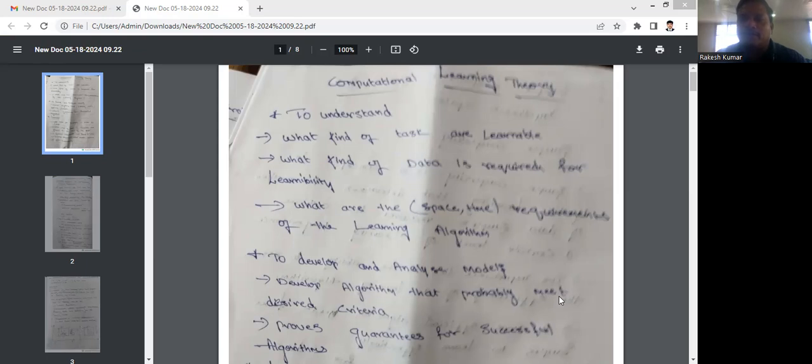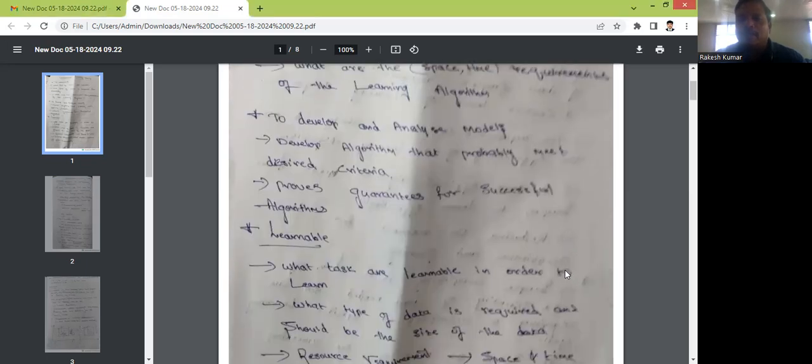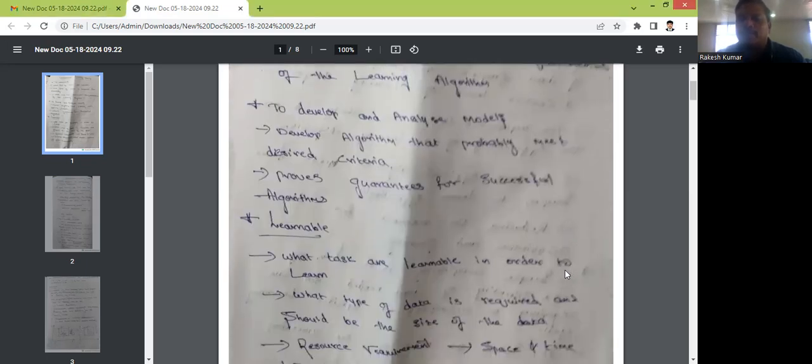Here in computational learning theory, we try to understand what kinds of tasks are learnable, what kind of data is required for learnability, and what are the space and time requirements for the learning algorithm. Here, to develop an analysis model, we develop algorithms that meet desired criteria and provide guarantees for a successful algorithm. If we do the prediction properly, then we are going to get proper data sets.